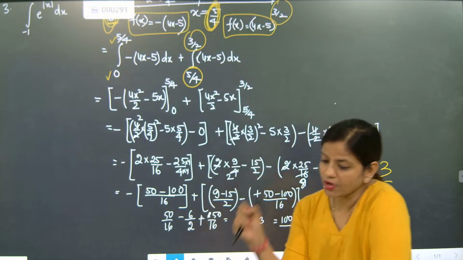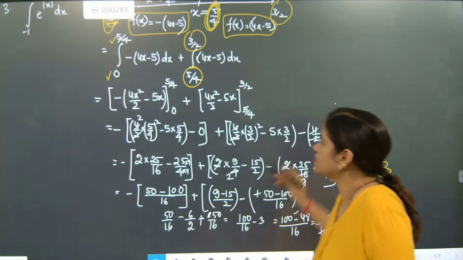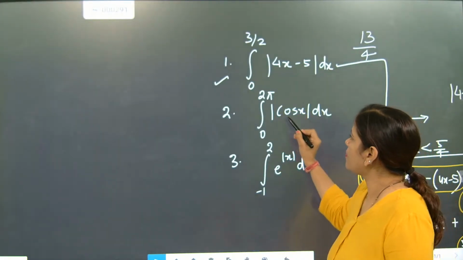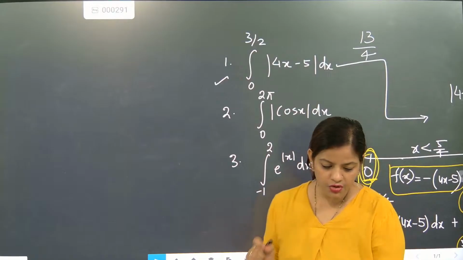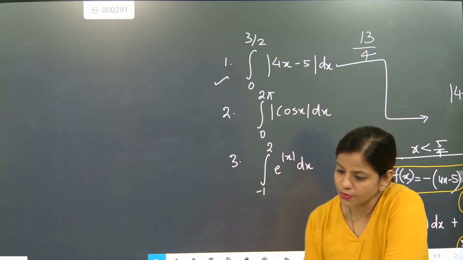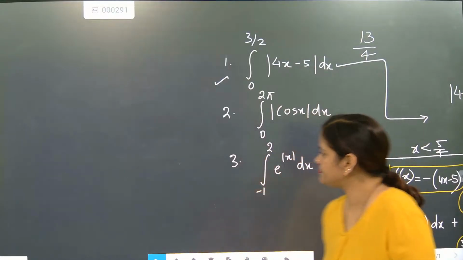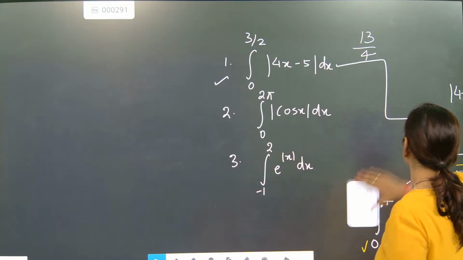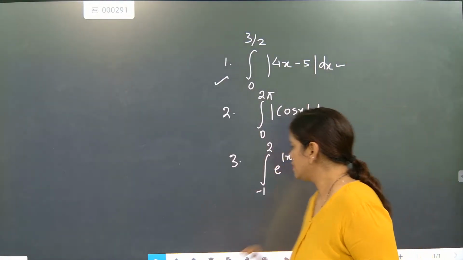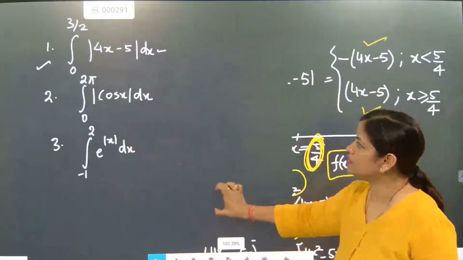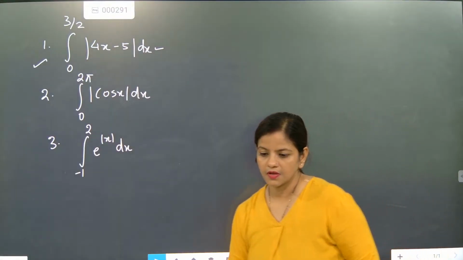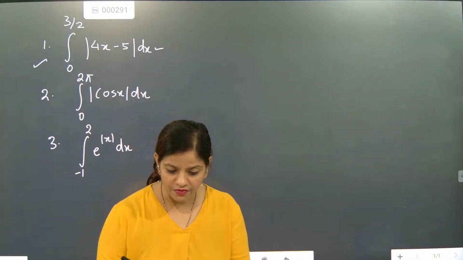Understood? Second important question, and your time starts now. The second important question is this one: integral from 0 to 2 pi of modulus of cos x. Start doing it and send me the answer. How to solve it perfectly?